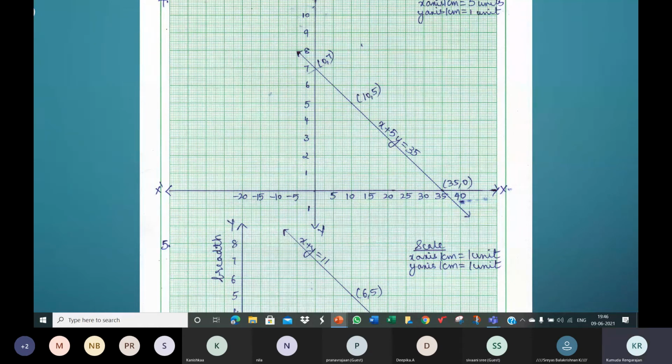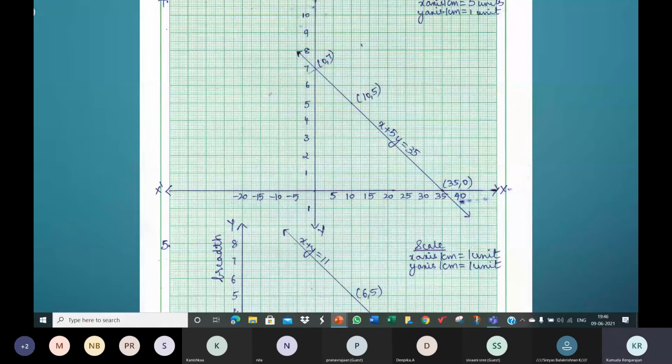All right, children. So to find the x-intercept, give the y value as 0. When y is 0, it will be x plus 5 into 0 is equal to 35. 5 into 0 is 0. So x plus 0 is equal to 35, or x is equal to 35. So when y is 0, x is 35. So 35, 0 is the x-intercept.